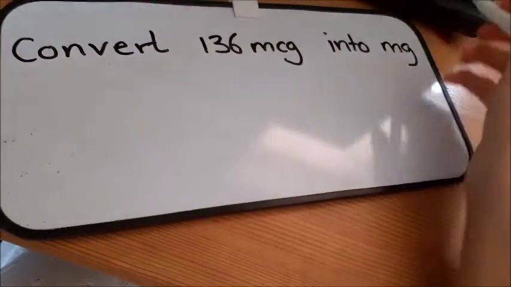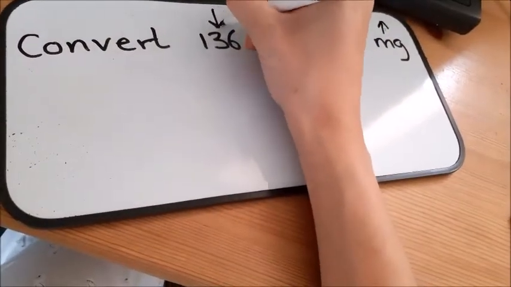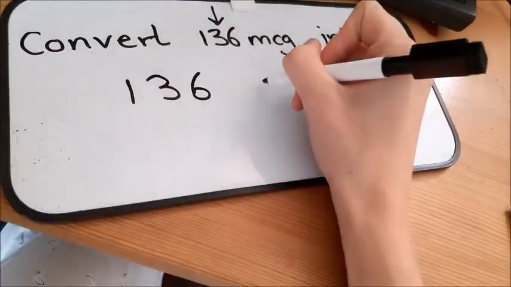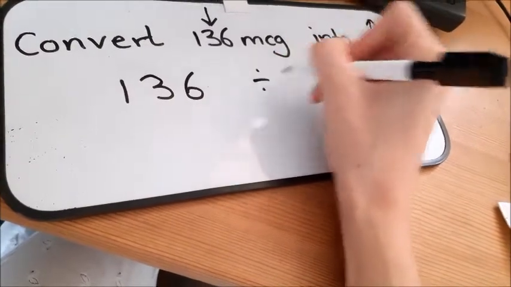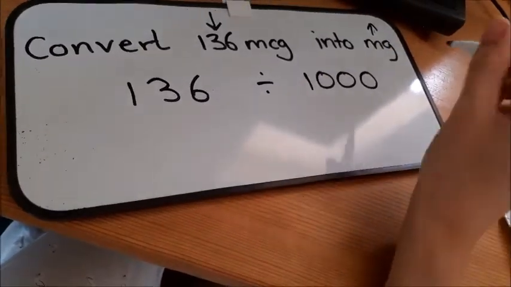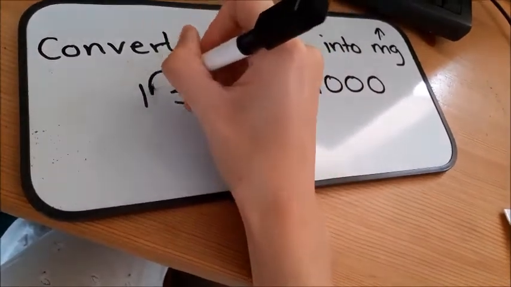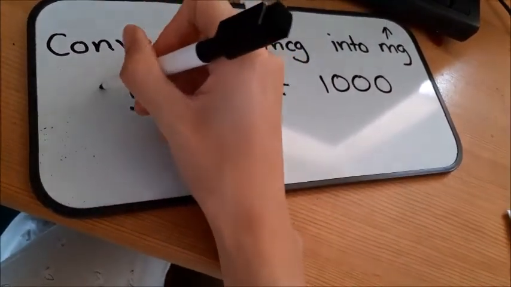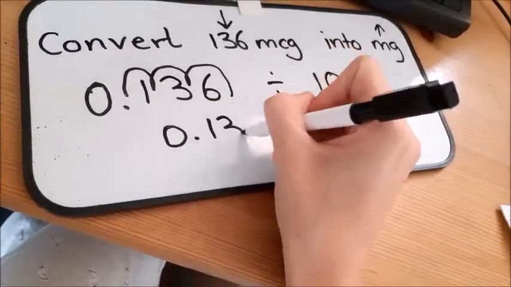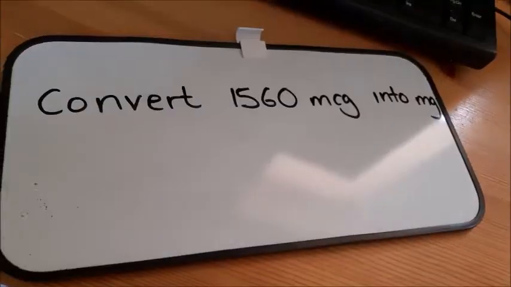So we've got micrograms into milligrams. Milligrams is a larger measurement than micrograms, so this number's going to become smaller. So we've got 136. This time we're going to divide it by 1,000 because the number's getting smaller. So we're moving 3 decimal spaces to the left. 1, 2, 3. The decimal space goes here, and we've got to add a 0 here. 0.136 milligrams.